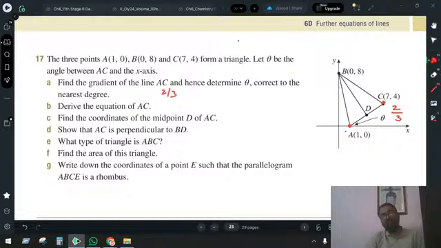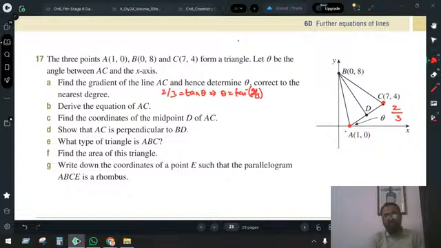And so determine theta. How can you determine theta? The slope is equal to tan theta. So determining theta means theta equals tan inverse of 2 by 3. You have to get the value using a calculator.